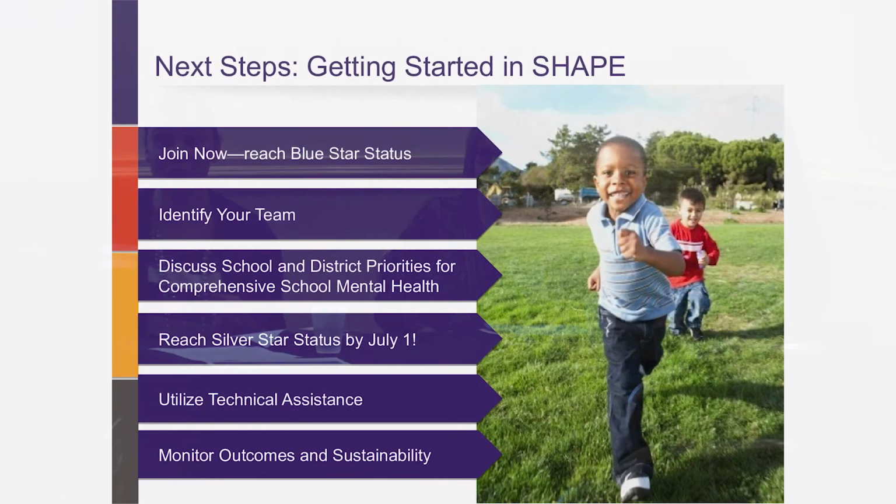So quickly, there's your next steps. Join now. Do your blue star today. Identify your team. Stars, right? I love stars. It makes me happy. Discuss your school and district priorities. What do you want to get out of this? How are you going to use this? Make sure you know that going in so that it doesn't feel like this is just a chore to fill out this long survey. Silver Star status by July 1st. We can help you, so reach out if you are interested.